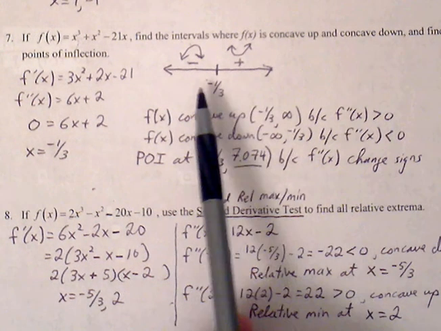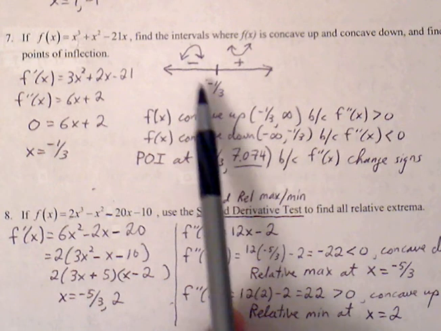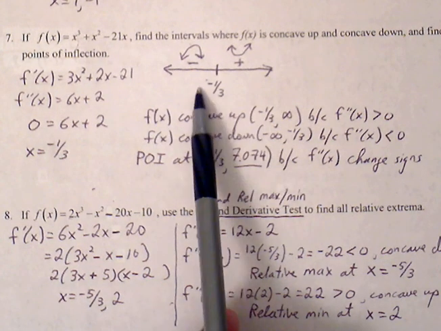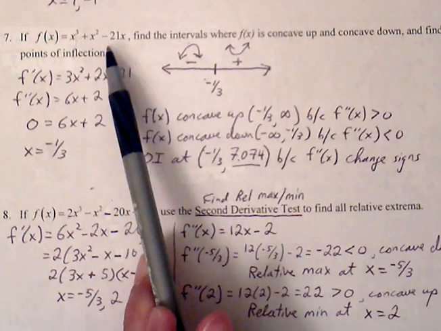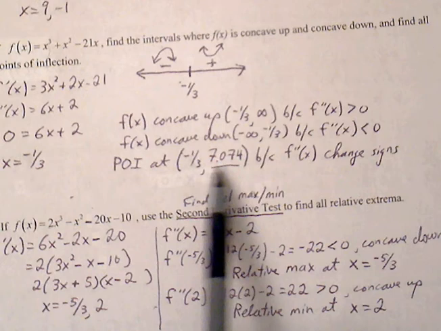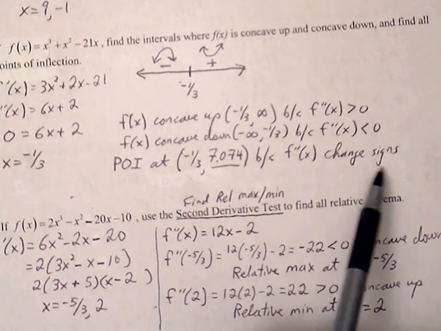And the point of inflection will be at negative 1/3 because there's a change in signs. So if we plug negative 1/3 back into the original function, we're going to get the physical y value, which is 7.074, because f double prime changes signs.